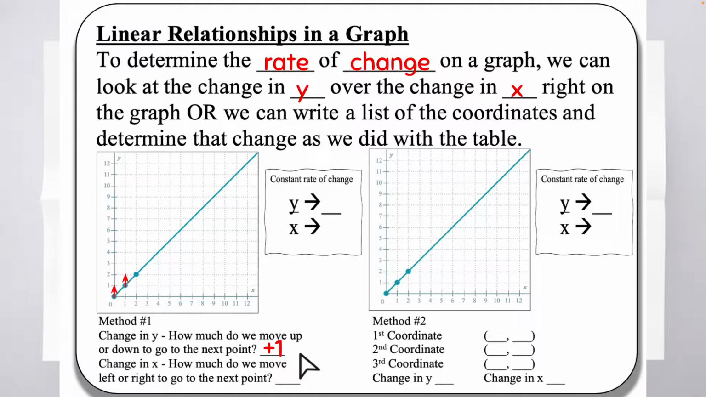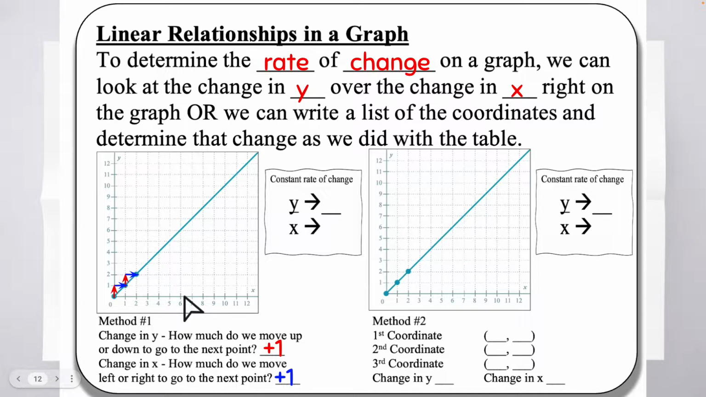Change in x has to do with moving right or left. How much do we move left or right to go to the next point? Looking at this one, I have to move to the right 1, and then if I wanted to go to the next one I'd have to move another right 1. If I wanted to go to that other one we looked at here, I'd have to go another right 1. So I'm moving to the right 1.